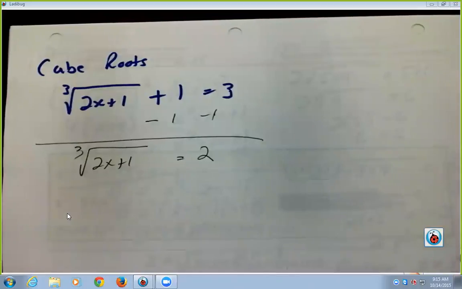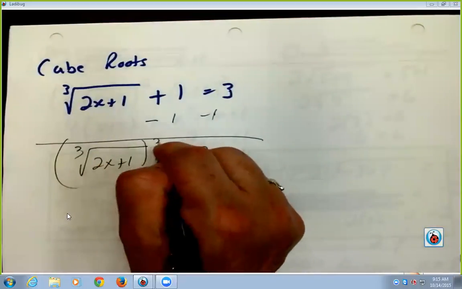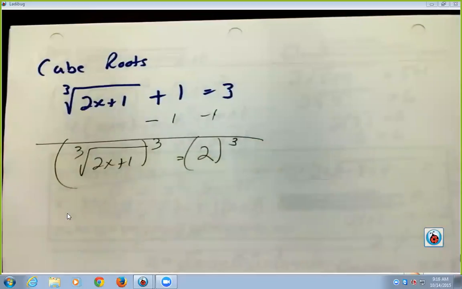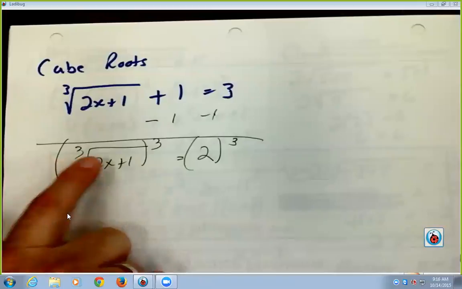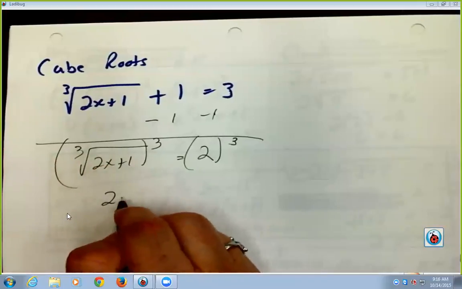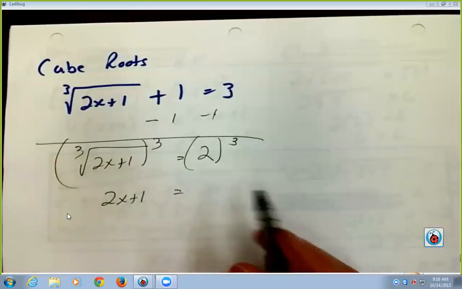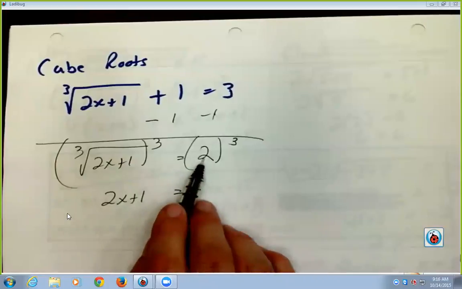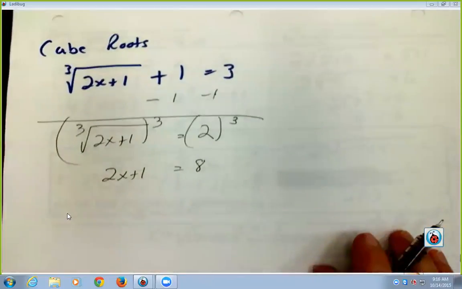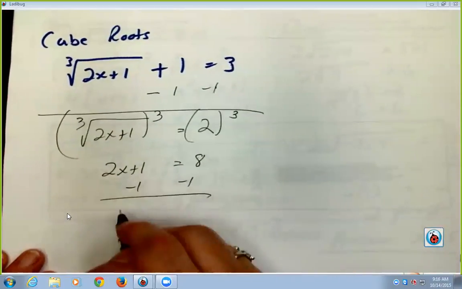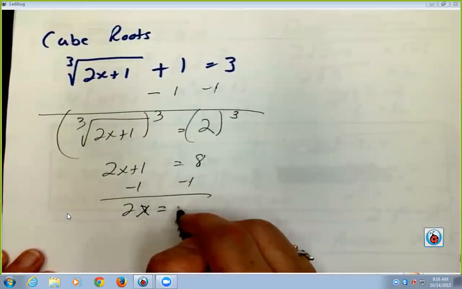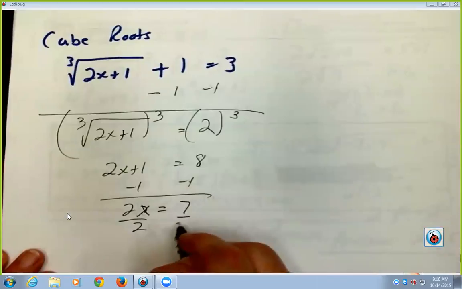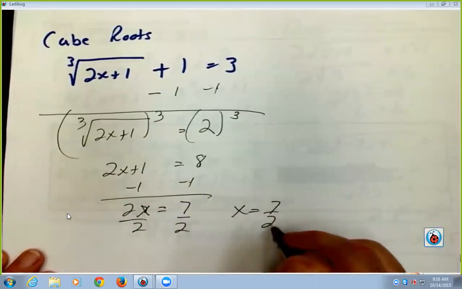So the only difference is the index is cubed. So I'm going to cube this side, and I'm going to cube that side. If I cube a radical that's already the cube root, I'm going to just drop the radical. But on the right-hand side, I need to cube the 2. So 2 times 2 times 2 is actually 8 minus 1. 8 minus 1 is 7. Divide by 2. Get x equals 7 halves.